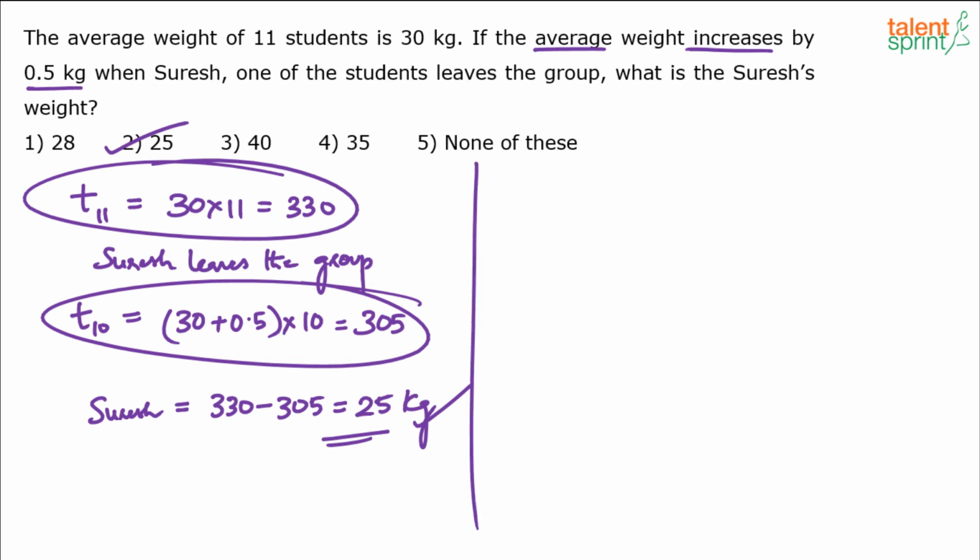But how do you do it using equal distribution? Understand this. Important to know this concept. Whether you use it or not is up to you, but very, very useful in my view, right? Average weight of 11 students is 30 kg, which means I've got 11 values. Each value is equal to 30.